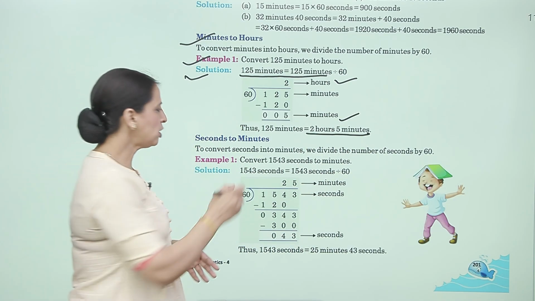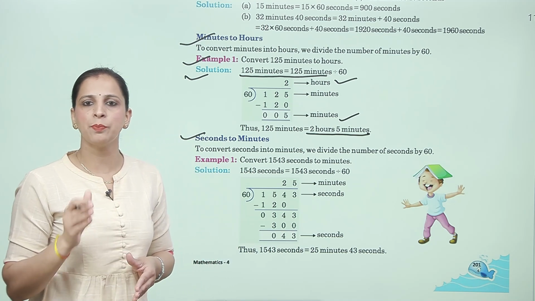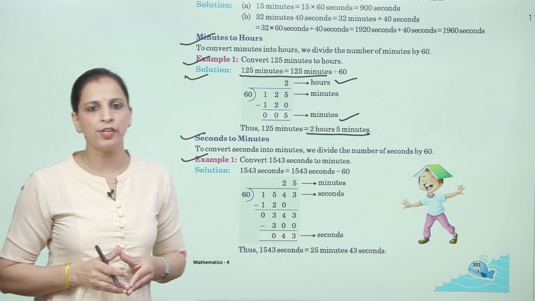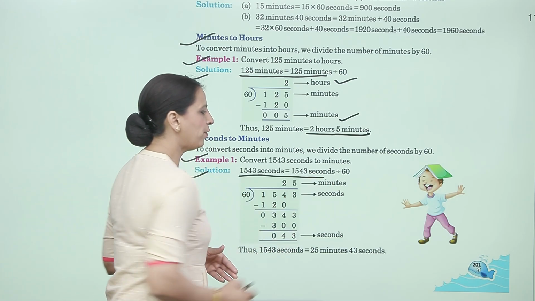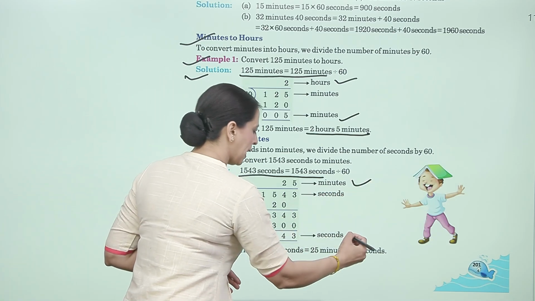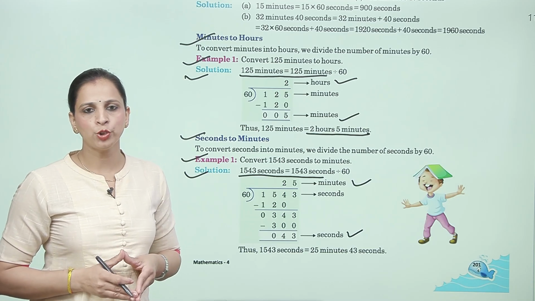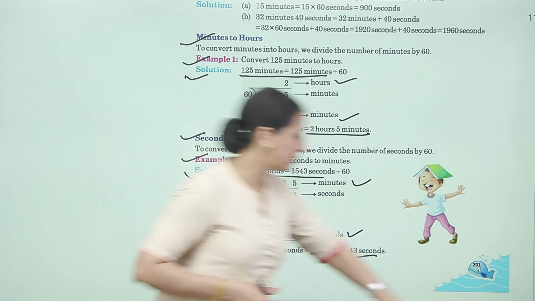Now, seconds to minutes. To convert seconds into minutes, we divide the number of seconds by 60. Now, example 1. Convert 1543 seconds into minutes. Solution. 1543 divided by 60. When we divide, we get 25 minutes and 43 seconds. Thus, 1543 seconds is equal to 25 minutes and 43 seconds.